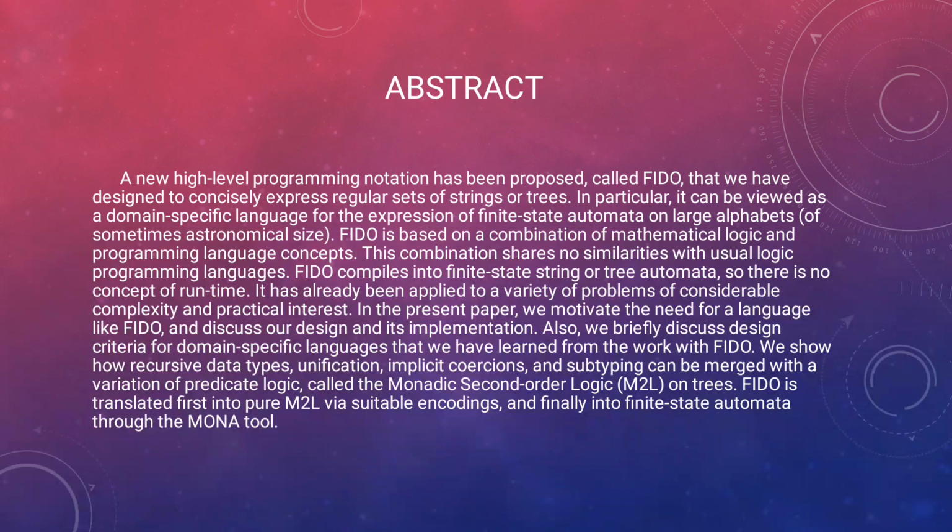In the present paper, we motivate the need for a language like FIDO and discuss our design and its implementation. Also, we briefly discuss design criteria for domain specific languages that we have learned from the work with FIDO. We show how recursive data types, unification, implicit coercions, and subtyping can be merged with a variation of predicate logic called the monadic second order logic, M2L. On trees, FIDO is translated first into pure M2L via suitable encodings and finally into finite state automata through the MONA tool.